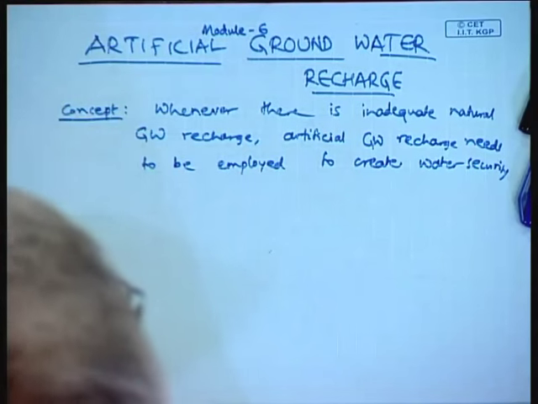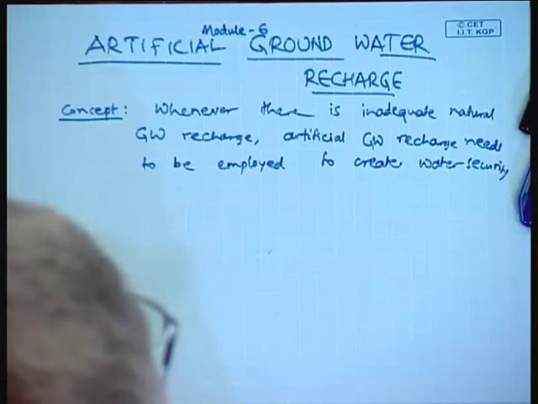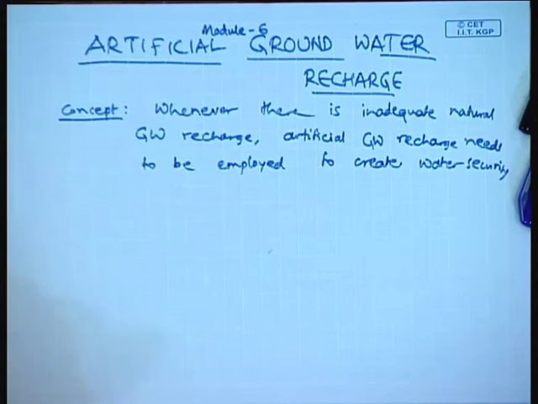And in the next class we will discuss the methods. There are various methods like surface-level spreading, and other methods are there, like creating artificial recharge mounds or induced recharge, and various things, which we will be discussing in the next lecture. So I thank you, and we will meet for the next lecture. Thank you.